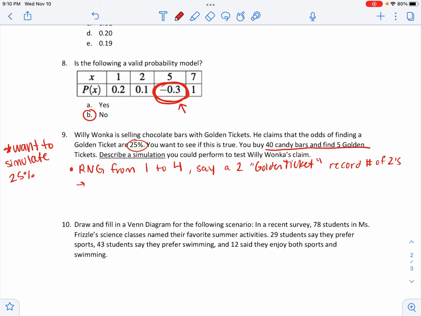I would take 40. Let me actually say this, right? So record the number of 2s in a sample of 40 numbers. So that way I'm replicating buying 40 candy bars at the store, and repeat many times. Another option you could have done is a spinner with 4 options, because that would be a 1 in 4 or 25% chance.